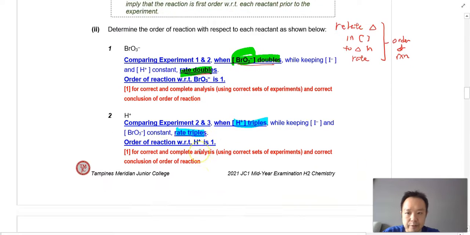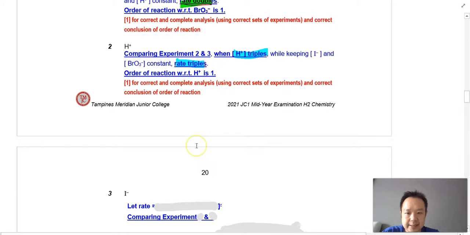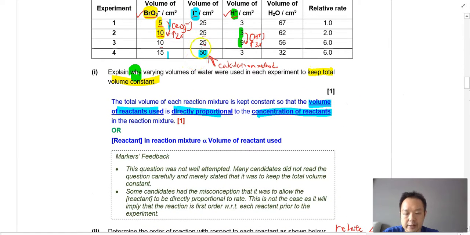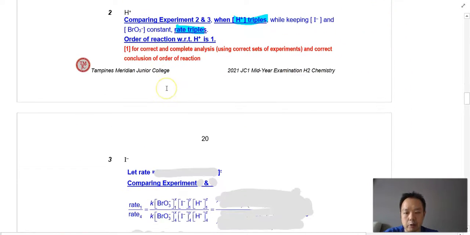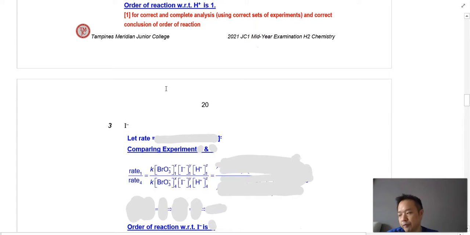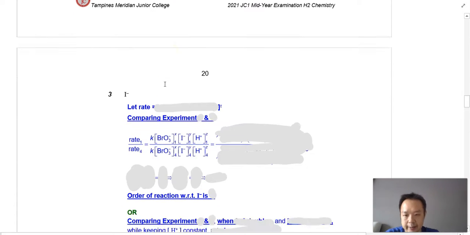For the case of I-, as I mentioned, because there are no two sets of experiments which only involve I- changing, my suggestion to you will be to use the calculation method. Now, it was revealed from MYE exams that many of you are very weak in your calculation method approach. So I'm going to recap how we present our answers.